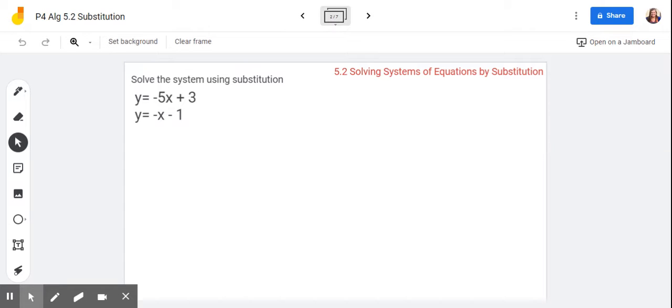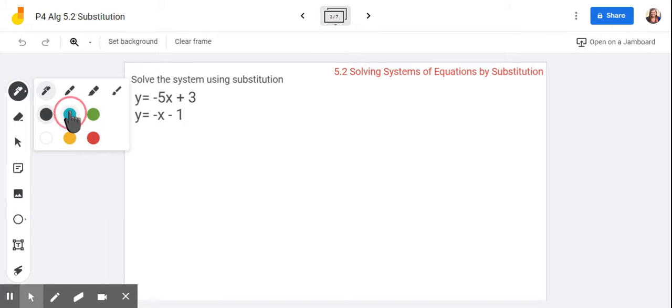So we've learned solving systems of equations by graphing. Last week we took these two equations, graphed them, found where they intersected, and that was the solution. Well, now we're going to do that without graphing, and we're going to use a method called substitution.